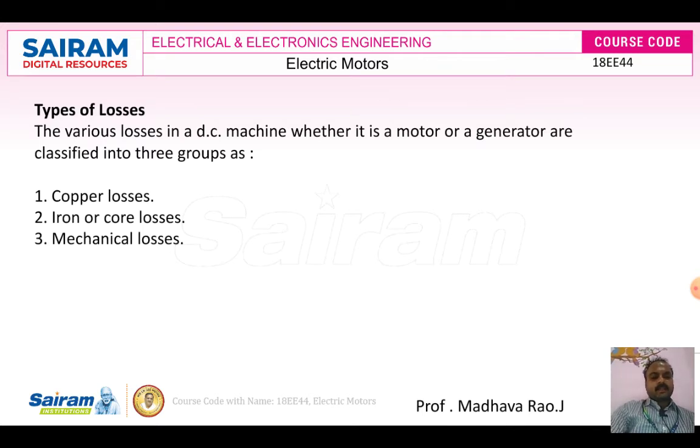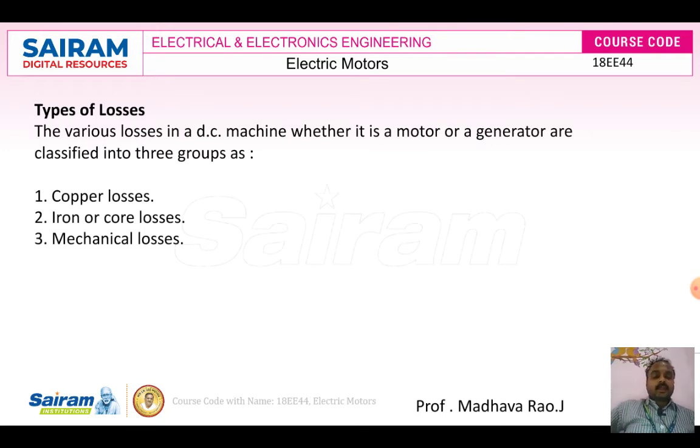Compared to a transformer, in a DC motor or DC generator, mechanical losses will occur. In a transformer, mechanical losses are zero, since a transformer is a static device and there is no rotating part inside it. But in rotating machines like a motor or generator, mechanical losses also will be produced.